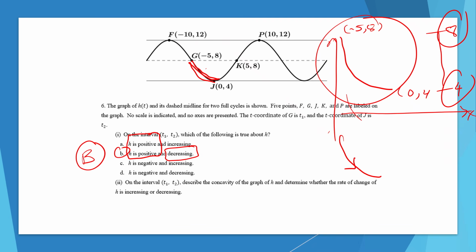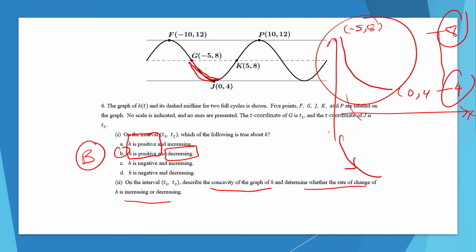Now for part 2, on the interval from T1 to T2, describe the concavity of H and determine whether the rate of change is increasing or decreasing. Now, like I said before in the lesson video, you need both parts. If you miss one of the parts, you will get points deducted. You may only get half credit for this question, and that sucks because if you get one part right, you should get the other part because they kind of go hand in hand.